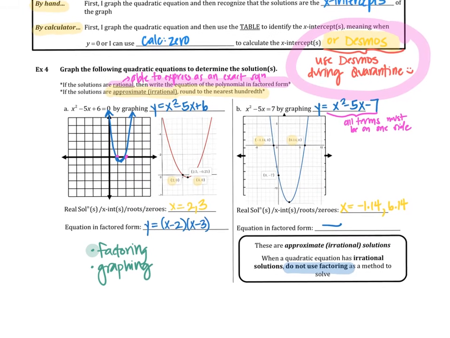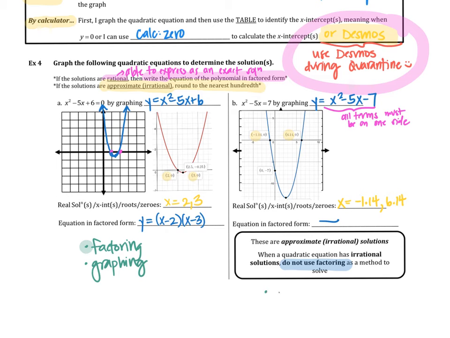Now over here on B, if I were to solve, my only method of solving is graphing, because there's no way we can factor, meaning there's no way we can have two numbers that multiply to -7 and sum to -5. We know that's not possible.